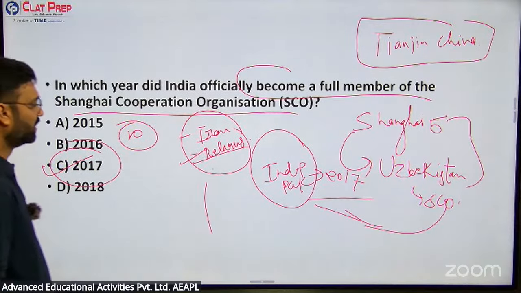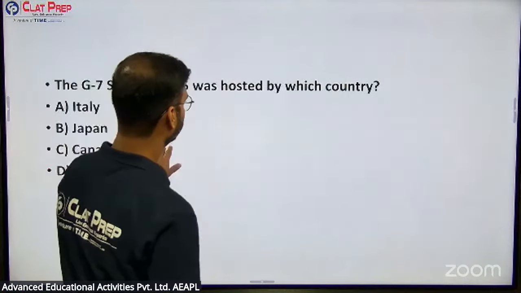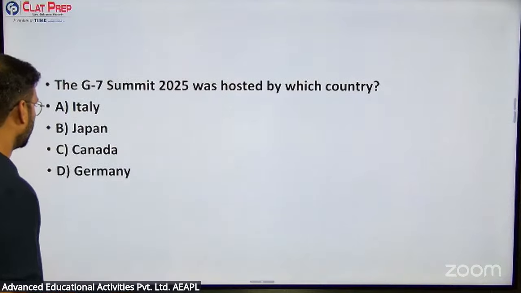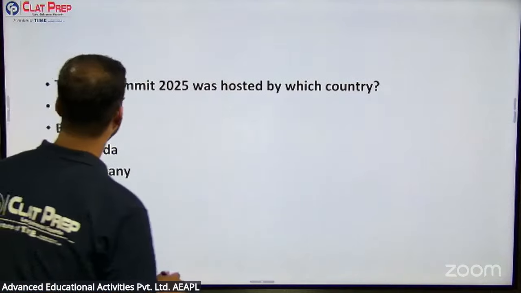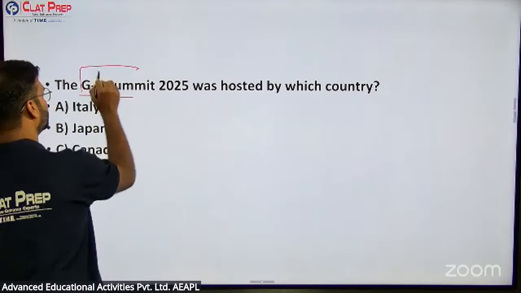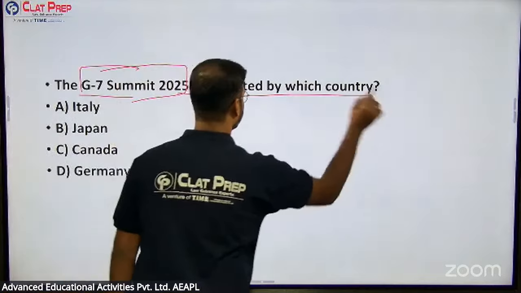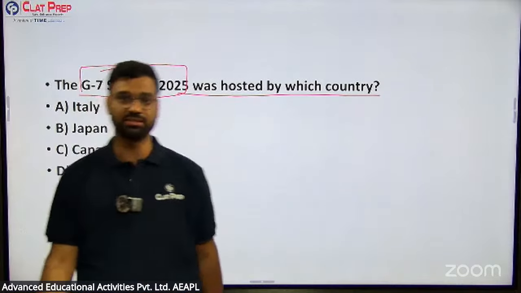2017 is when India became a full-fledged member of SCO. All right. Next question. The G7 summit. It was hosted by which country? Which country has hosted the G7 summit this year?